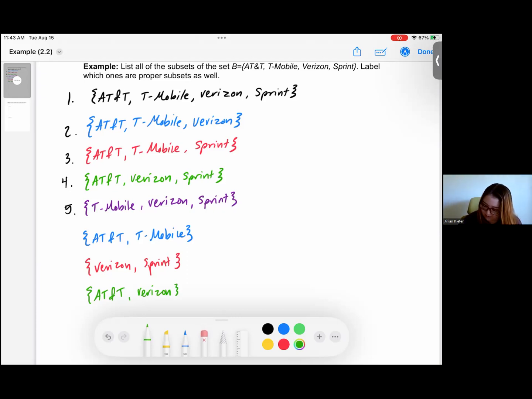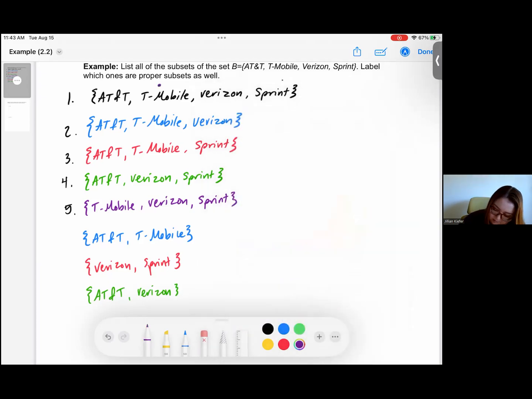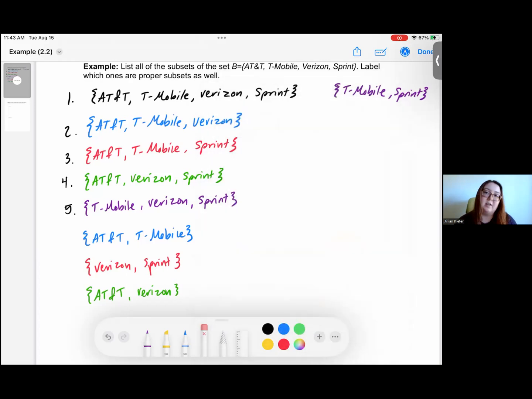There's always going to be quite a few combinations once you start having more elements within your subsets here. So we've run out of room a little bit, so let's go kind of off to the side. So we're continuing over here. We'll have T-Mobile, Sprint. We're running out of colors here. Let's go with like an orange. There we go.